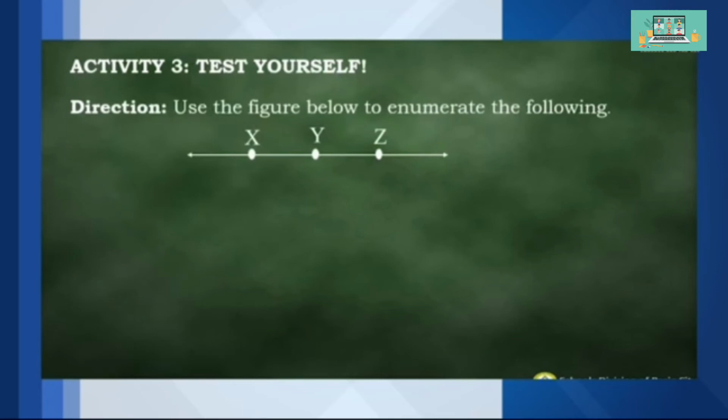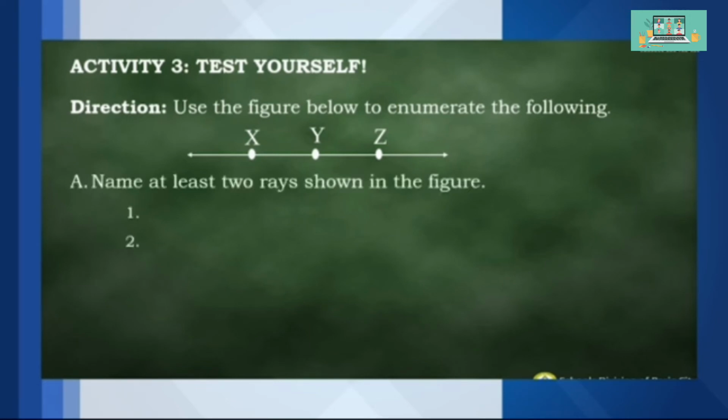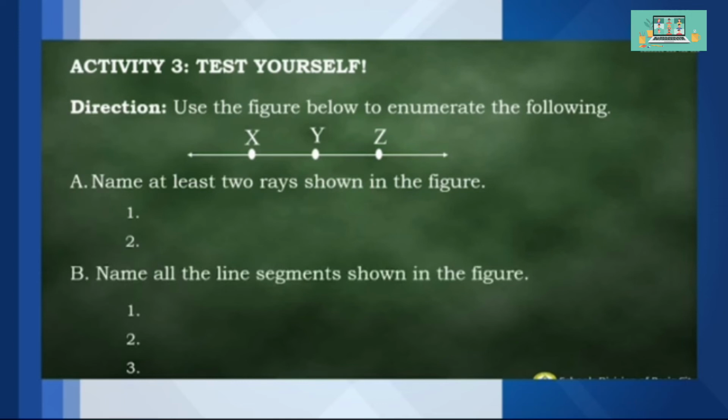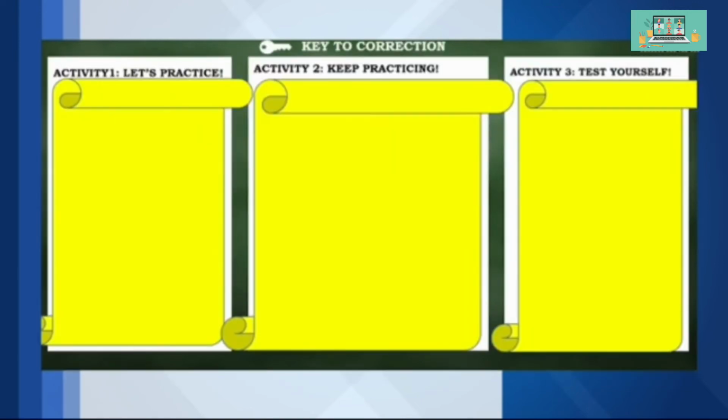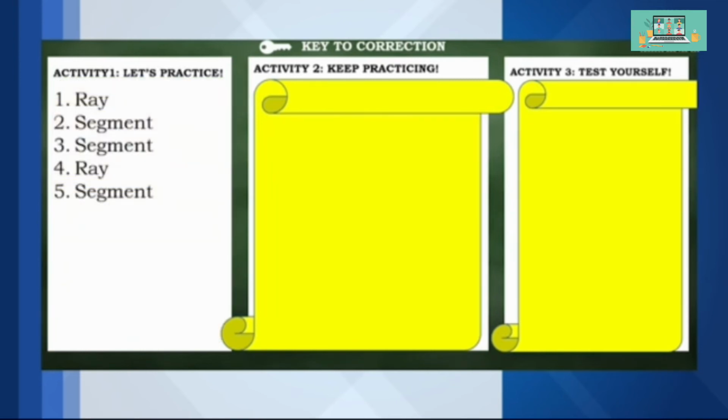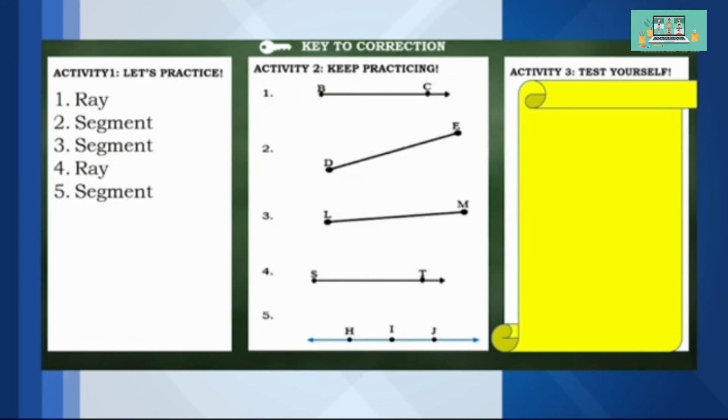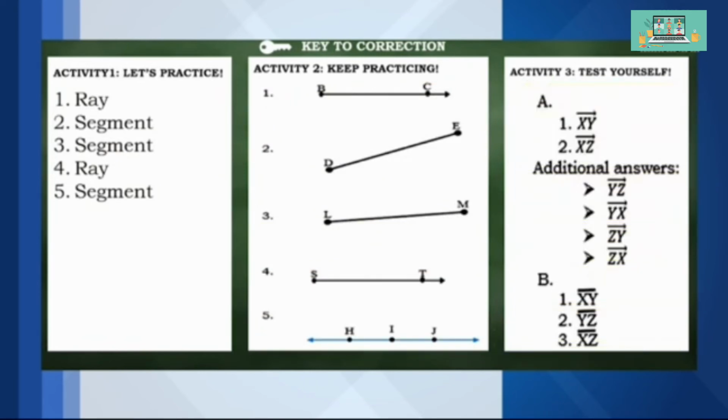Activity number 3. Test yourself. Use the figure below to answer the following. Letter A, from the figure, name at least two rays shown. Letter B, name all the line segments shown in the figure. Key to correction. Activity number 1. Activity number 2. And activity number 3.